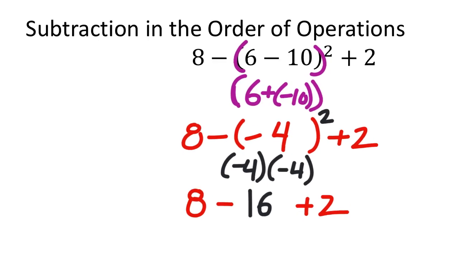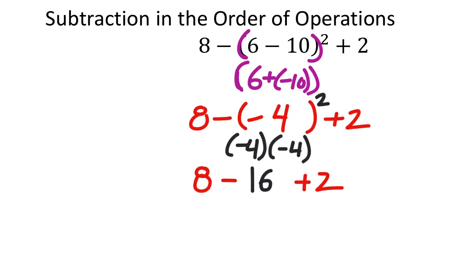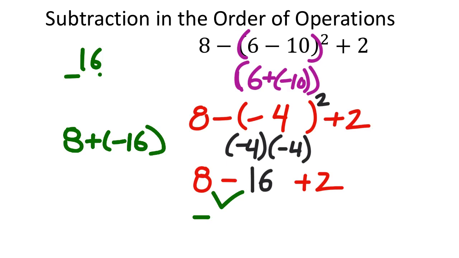And that takes care of the exponents. I don't see any multiplication or division. So moving from left to right in subtraction or addition, I got 8 minus 16, which again I could write as 8 plus negative 16. I just want to know that because I know I have more negatives, which makes my answer negative. And 16 minus 8, big number minus a small number, is 8. So 8 minus 16 would be negative 8, but then we got that plus 2 there.